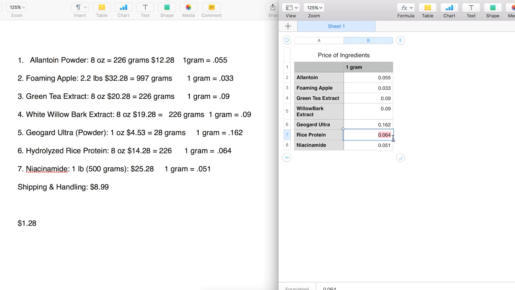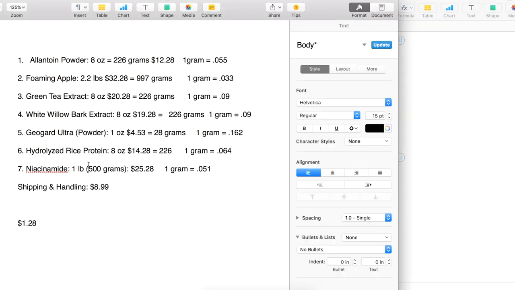And then for niacinamide, it equals 0.051. This one you didn't have to calculate, it already said 500 grams right here. And did you make sure you added in $1.28 for shipping? And also, did you go back and check your work and times 0.05 by 500 and get like a smaller number and then end up having to add a one at the end? Because that's what I did. So here are all your answers.